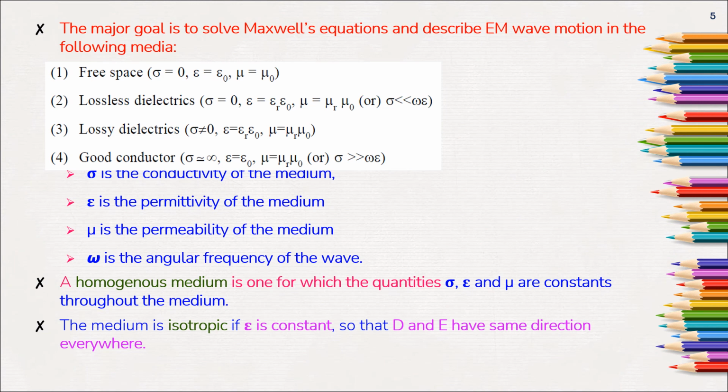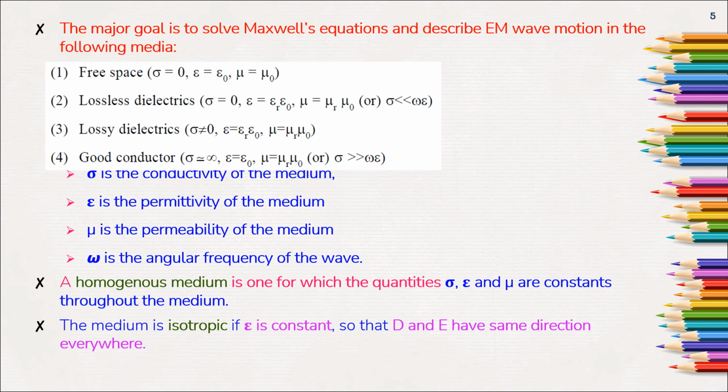The major goal is to solve Maxwell's equations and describe EM wave motion in the following media. We have four types of media. Based on conductivity, we define the media. For free space, we have sigma equal to 0, permittivity epsilon naught, and permeability mu naught. And we have lossless dielectrics, lossy dielectrics, and a good conductor.